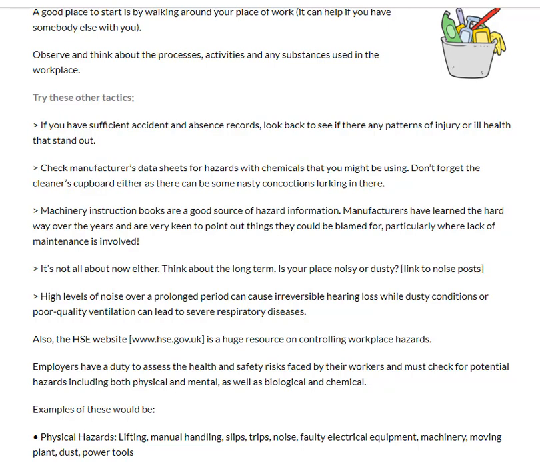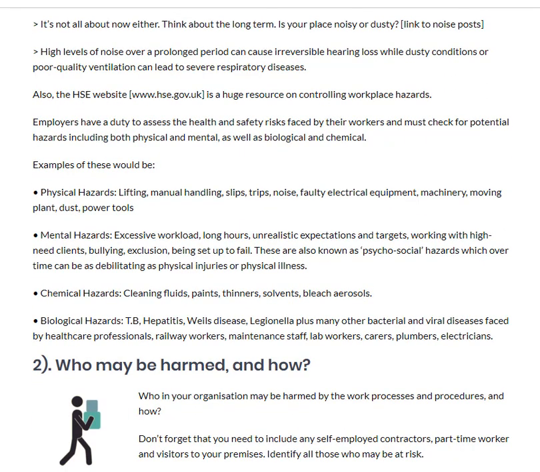Employers have a duty to assess the health and safety risks faced by their workers and must check for potential hazards including both physical and mental, as well as biological and chemical. Examples of these would be lifting, manual handling, slips and trips, noise, faulty electrical equipment, machinery, moving plants, dust and power tools. And mental hazards might include excessive workload, long hours, unrealistic expectations and targets, working with high-need clients, bullying, exclusion, being set up to fail.